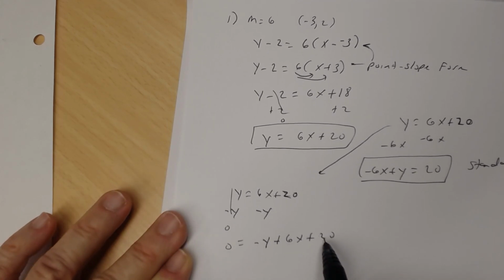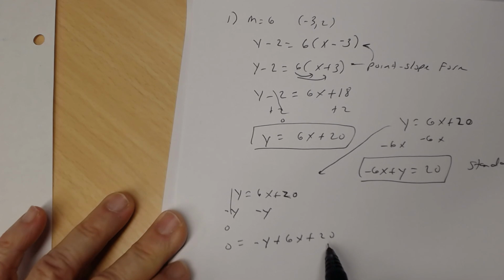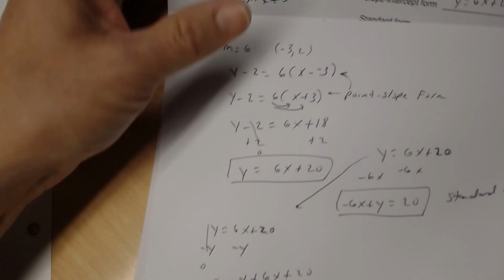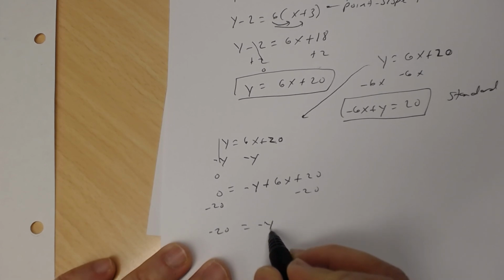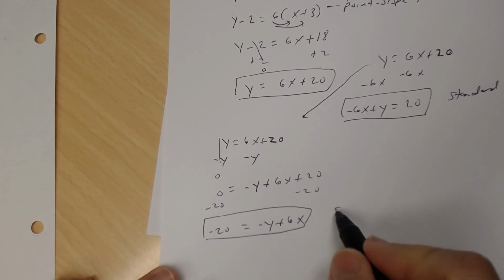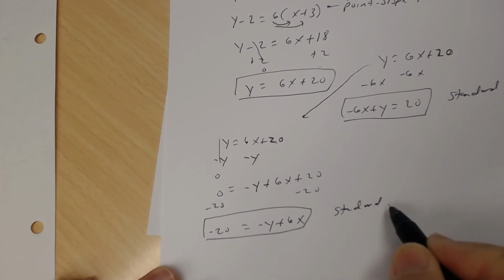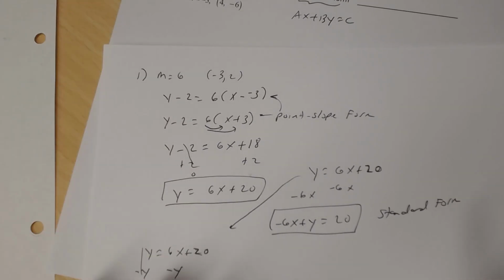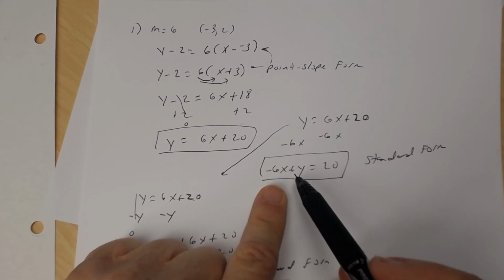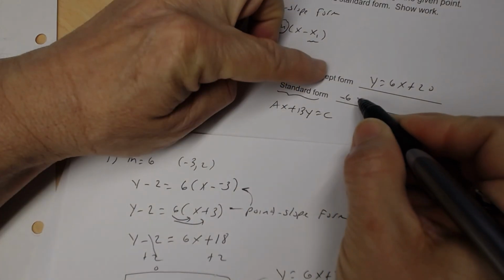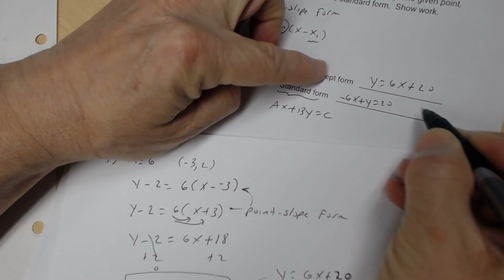Then they could have said, all right, I already have my variables on one side, now let me bring this 20 to the other side. So since I'm adding 20, I'm going to subtract 20. And so I get negative 20 equals negative y plus 6x. So that could be your other standard form. So when you write the standard form, there are two possible answers for standard form. Now, see how we got this one? This one's easier for you to see because you just brought the 6x over. So that'll be negative 6x plus y equals 20. So that's one of your standard forms.